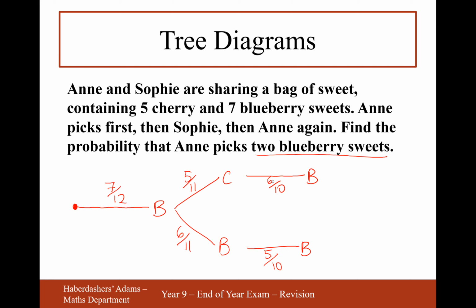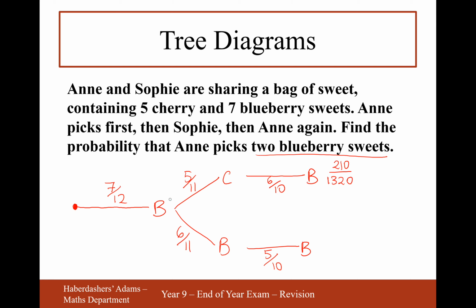You multiply top by top by top, so that would be 7 times 5 times 6. I've just done it on the calculator: 210 over 12 times 11 times 10. I'll do that on the calculator as well. Why not? 1320.